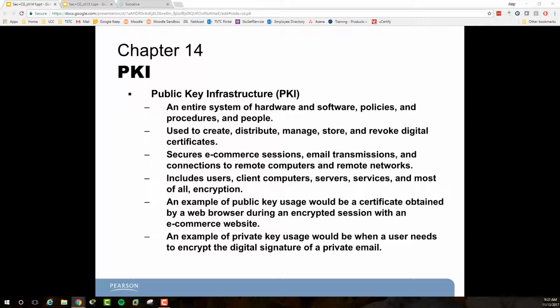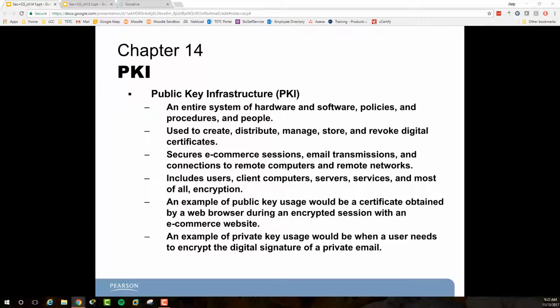So this is a system of hardware, software, policies, procedures, and people that make the transmission of the keys and the management of the keys happen. So we create, distribute keys, manage them, store them. We revoke digital certificates as well. We'll talk about those. We're going to secure our e-commerce sessions with the PKI, email transmissions, connections to remote computers through RDP, remote networks.